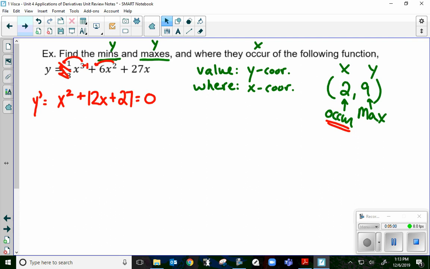Factoring, it never goes away, people. Never, ever.